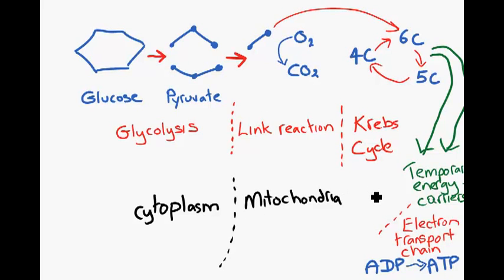The link reaction and the Krebs cycle occur just in the matrix of the mitochondria, while the electron transport chain occurs on the inner membrane, which is also called the cristae. So that is a brief overview of respiration without any of the details that you will need for higher level IB biology. That was a quick overview of the visual image of what photosynthesis and cellular respiration looks like.